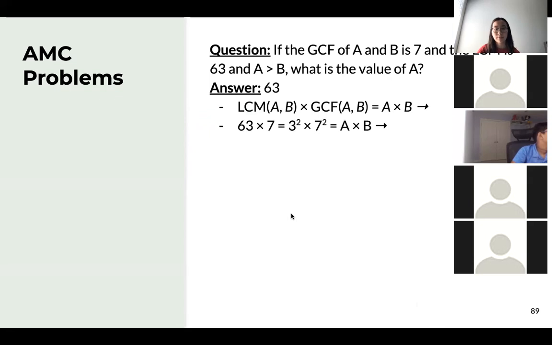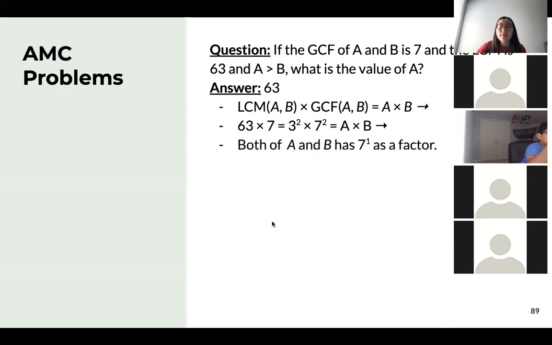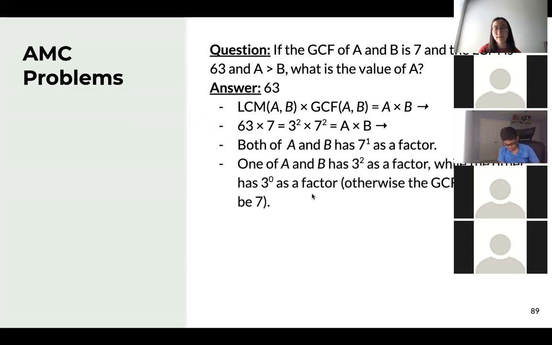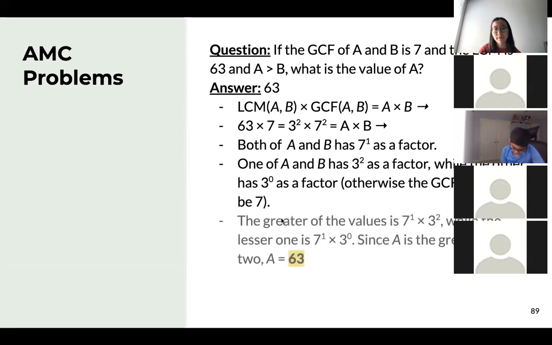So 63 times 7 equals a times b, or 3 squared times 7 squared equals a times b. Now, since both of them have a greatest common factor of 7, we know that a and b both have 7 as a factor. One of them has to have 3 squared as a factor, while the other has 3 to the 0th power, because if they both have 3 as a factor, then the greatest common factor would be 21 and not 7.